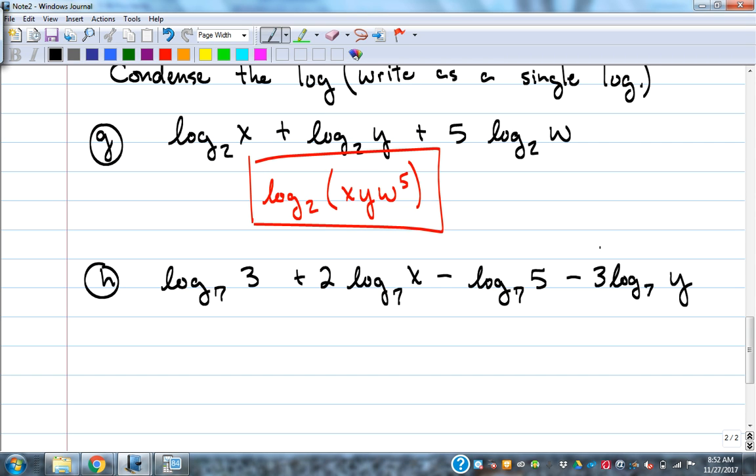Yeah, the things that have the minus sign would be the things that go in the denominator. All right. And then the things that don't have a minus sign in front of them are the numerator. Okay, so these two things together would be log base 7 of 3x squared. Good job.